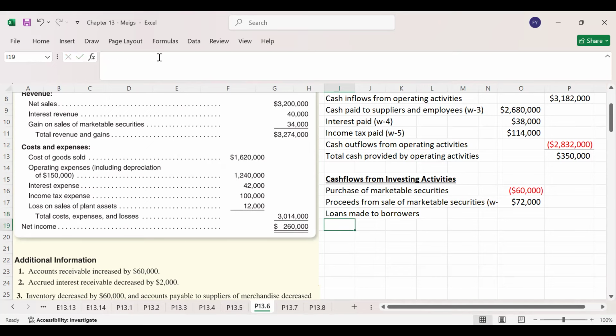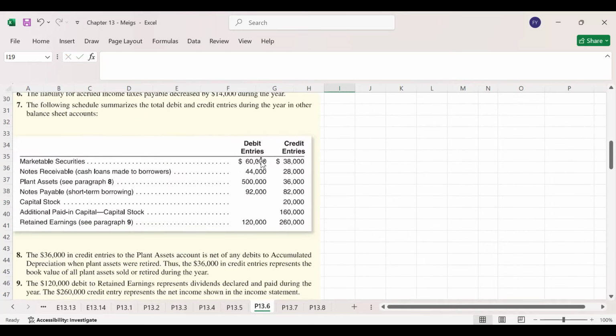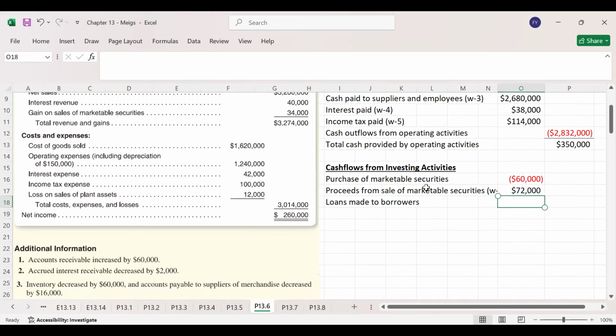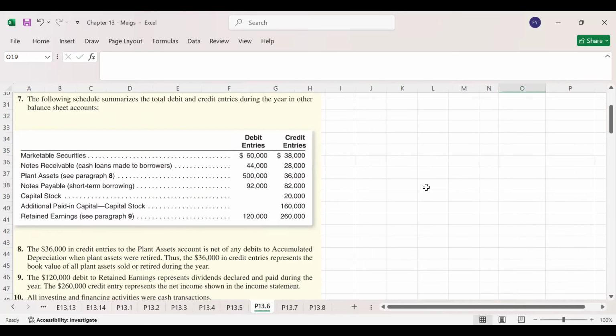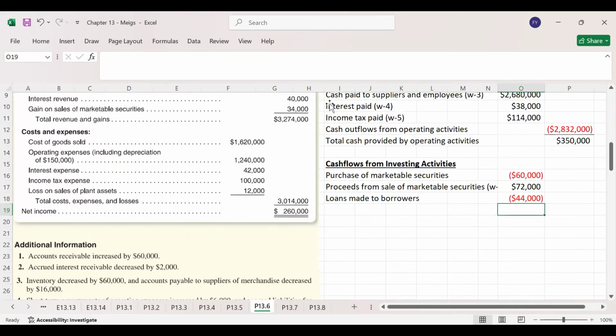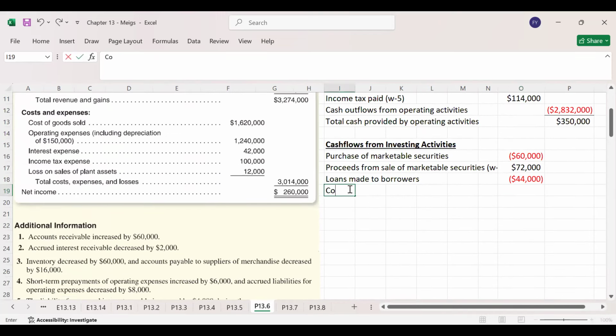We have 44,000. You can see this 44,000. This we are going to simply deduct. Then, similarly, we collected on loans, which is 28,000. So collections on loans is 28,000. That would be a positive amount because we have collected this much cash.